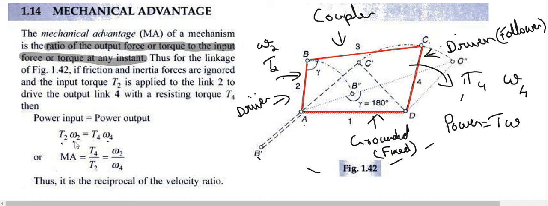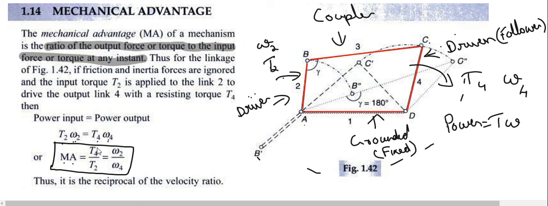So T2 times W2 is equal to T4 times W4. If you take the ratio of input power to output power, the mechanical advantage can be found. MA is the mechanical advantage, T4 over T2, that is output torque to the input torque. So T4 by T2 will be equal to omega 2 by omega 4. So this is the equation for mechanical advantage.